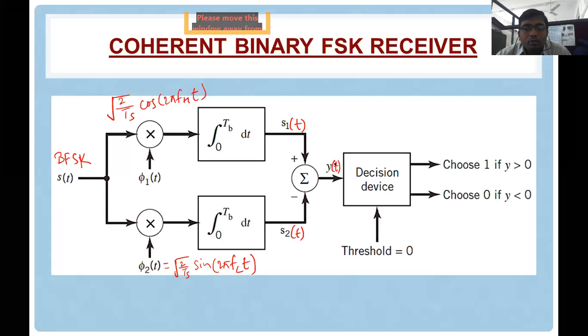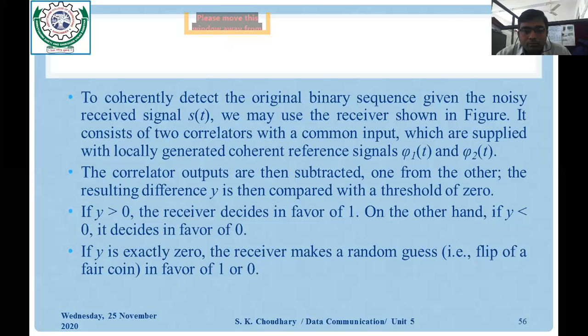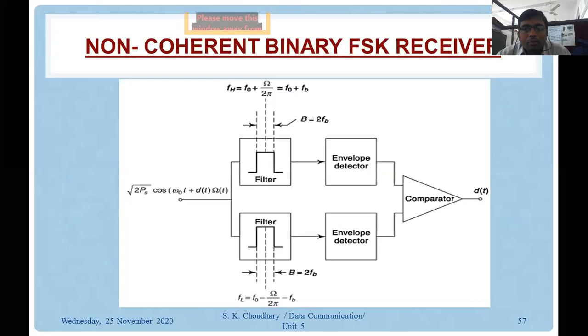Okay, now that I have told you that it is mentioned in this particular slide. Now, another way of detecting or receiving the FSK signal is non-coherent detection. In coherent detection, the frequency of the carrier at the receiver end would be matched or synchronized with the frequency of the transmitter end.